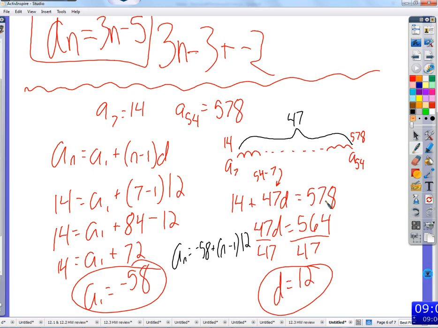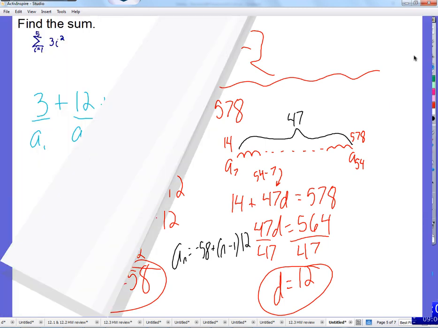And when we're here, we create another algebraic equation. We know that A sub 7 is 14. We plug in 7, we plug in 14, we plug in 12 that we now know. We solve for A sub 1. Now we have both pieces coming in. Negative 58. Well, we subtract 72 from both sides. 14 minus 72 is negative 58. Trust Jay's calculator skills. Okay. Now let's keep going.